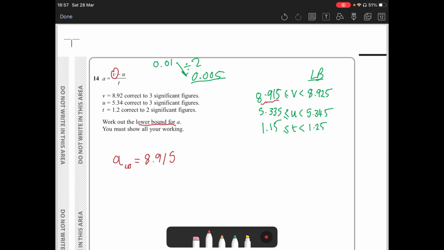value there. Take away. Well, if you're taking away, you actually want the biggest number. In order for a to be at its smallest, the more you take away, the smaller your number, right? So we want to take away the biggest possible value of u. So we will be subtracting 5.345. If we were to choose 5.335, our answer would not be as small. And what number to divide this by? Well, what do you know about division? The bigger the number you divide by, the smaller your answer. So we will also be choosing this number deliberately to divide by, right? If you divide by 1.25, your answer will be smaller than if you were to divide by 1.15.